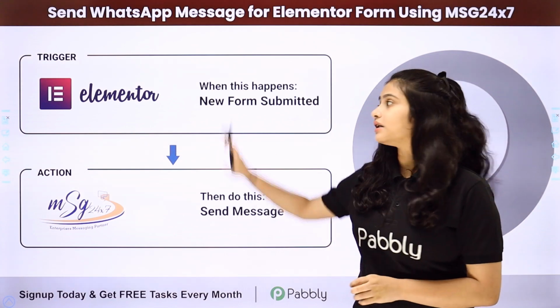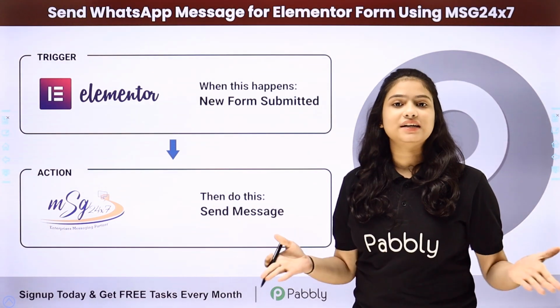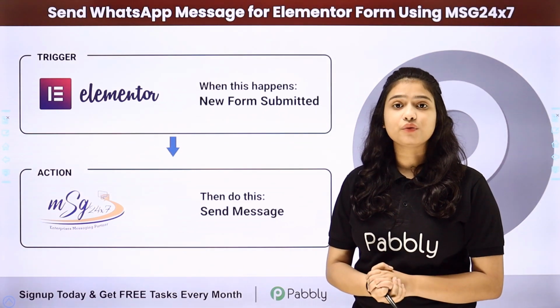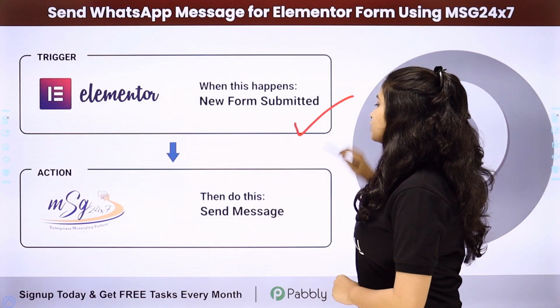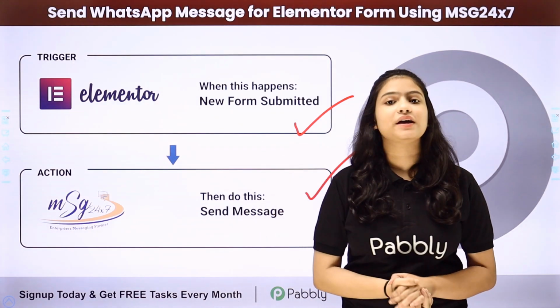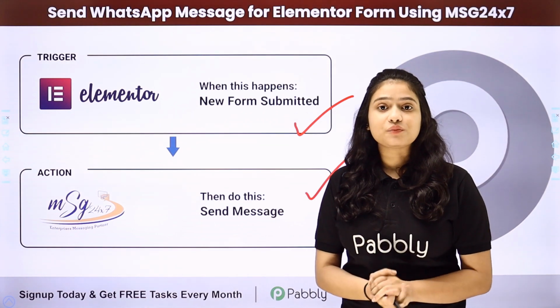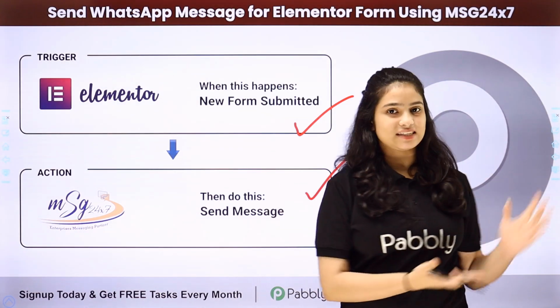For that we will have to integrate both these applications. And to do the same, we are going to use an automation and integration software, Pabbly Connect. So what we are going to do, we have Elementor forms in our trigger and message24x7 in our action. So we will be connecting both of them by using Pabbly Connect in order to automate this entire process. And to learn the full process step by step, let me take you all to my screen.